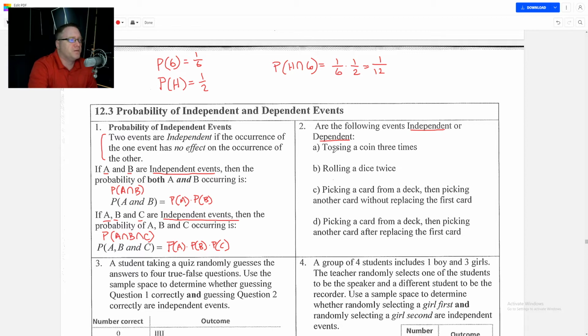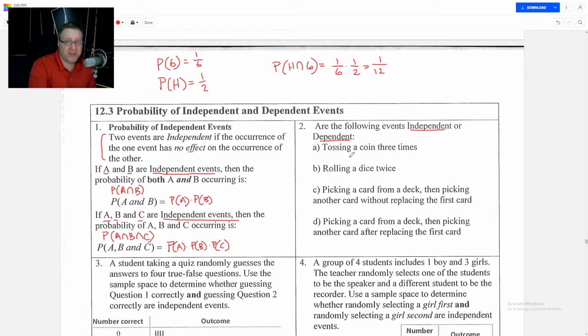So, let's say I toss a coin 3 times. Okay, I'm going to flip my coin. I'm going to go once and then write down what it is, and then I'm going to flip it again and write down what the answer is, and then I'm going to flip it again and write down the answer. All right, so I'm going to do it 3 times. Are these independent events? If I flip a heads my first time, is that going to change what I get the second time? No, it has no effect on it.